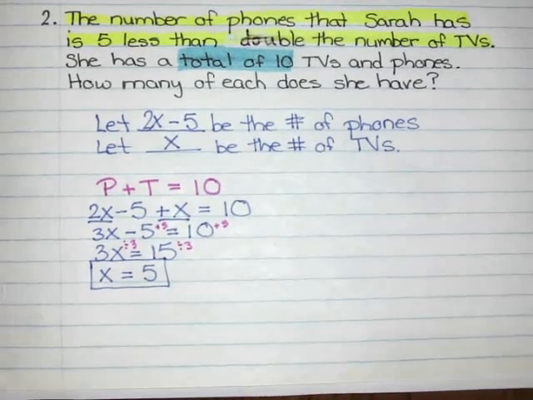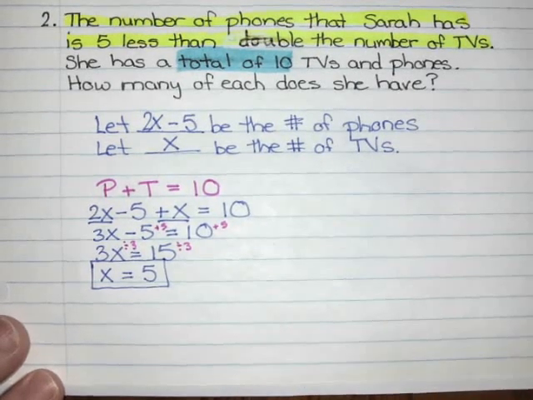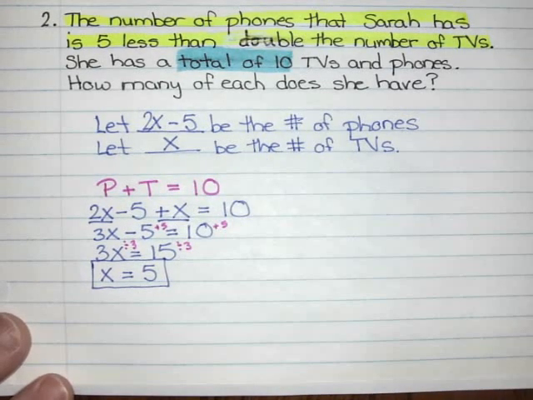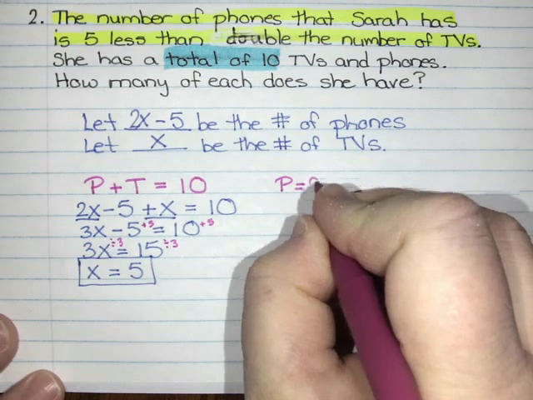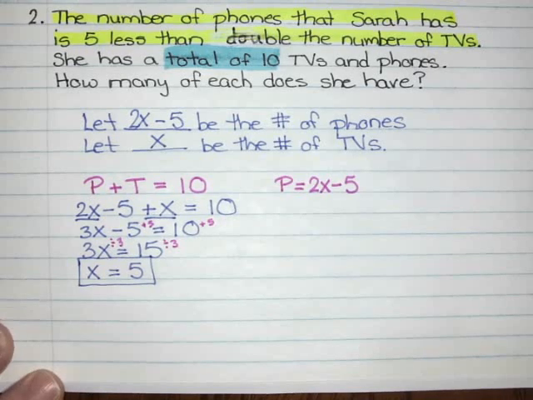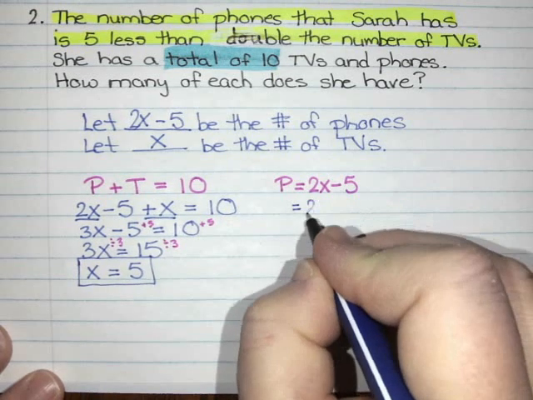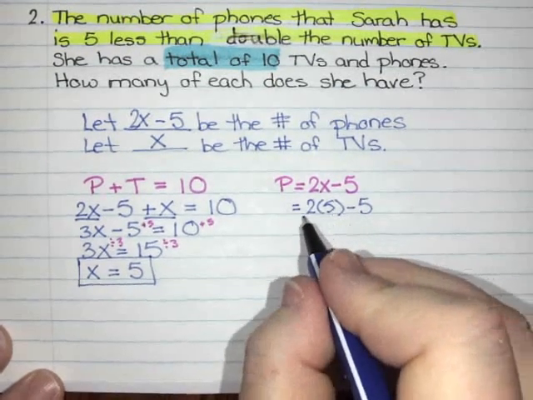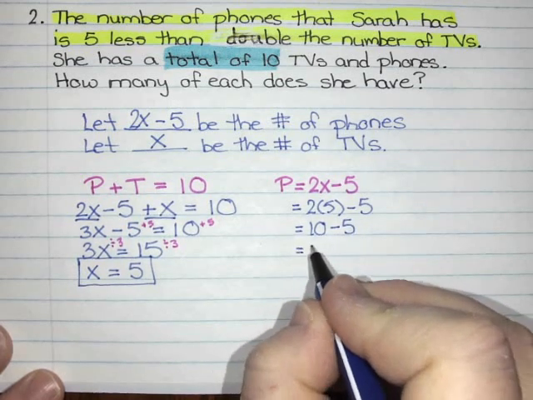Now, if this was just an equation, we'd be done, but this is a word problem. We have to go back and actually figure out how many phones, how many TVs. And the secret to doing that is your let statements. So from my let statements, we knew that the number of phones was 2X minus 5. That's what we decided to let it be. And I know that X is 5. So I'm going to take the X that's here and put in 5. So I'm going to do 2 times 5 minus 5. 2 times 5 is 10. 10 take away 5 is 5.